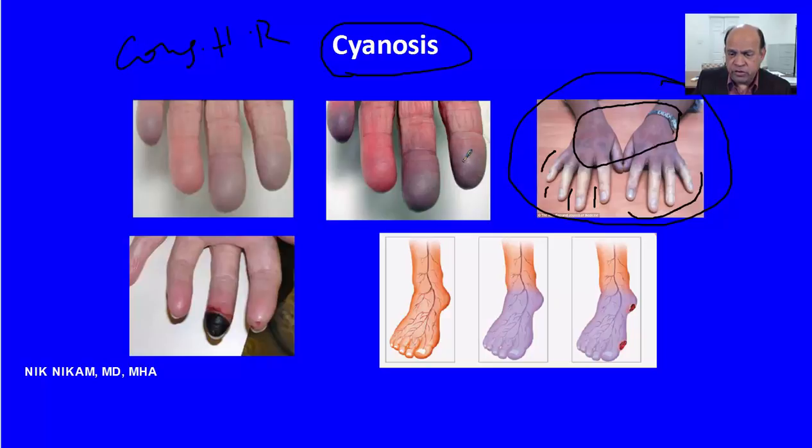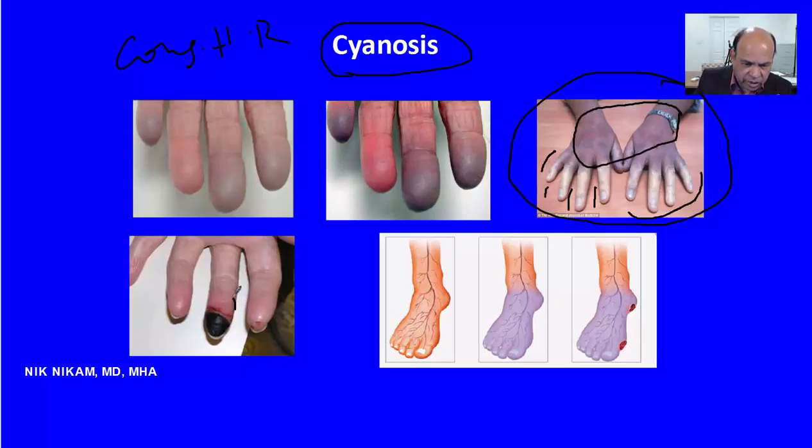We can also see this in patients with disseminated intravascular coagulation, or DIC. More commonly, we see this in septic shock, and then we need to focus on what needs to be done for the underlying condition, which is the septic shock.